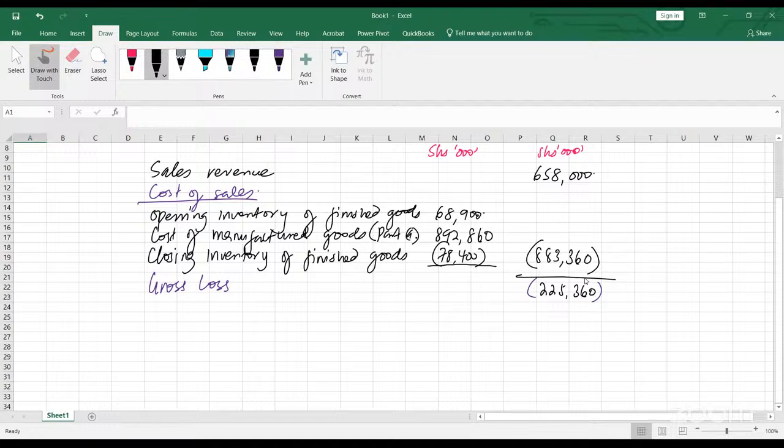5,360. Hope the cost of sales figure is okay. So 68,900 plus the 892,860, then minus 7,800. That is 883,360. When we minus that from the, sorry, revenue. I think I interchanged the figure. The revenue is supposed to be 685,000 minus 883,360.